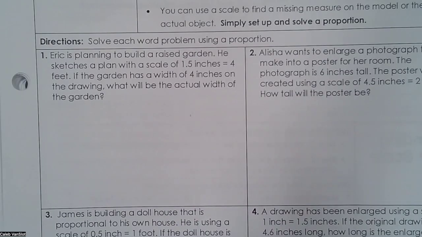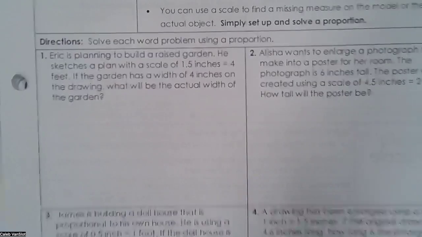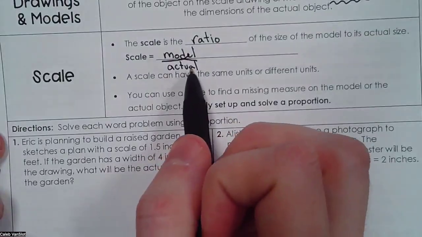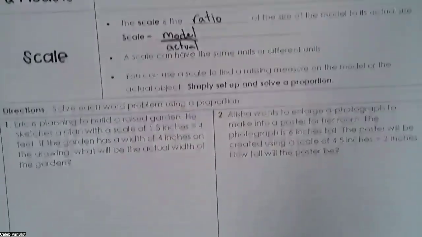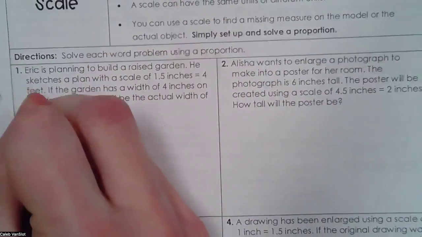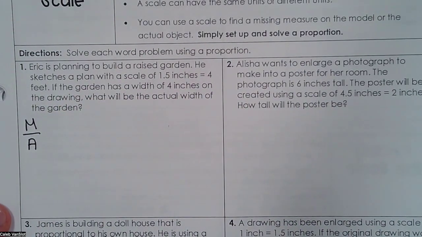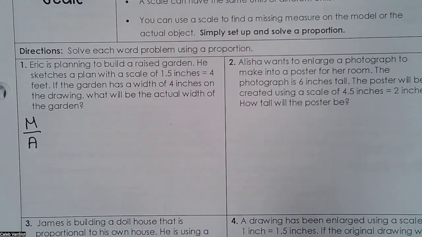Okay. Number one, Eric is planning to build a raised garden. He sketches a plan with a scale of 1.5 inches to 4 feet. If the garden has a width of 4 inches on the drawing, what would the actual width be of the garden? Okay. So we're going to be using keys just like we were in word problems yesterday. And again, our key for today is always going to be model over actual because we're talking about scale drawings. Okay. So we have model on top, actual on bottom, right? That's my key. Okay. I want to encourage you to write that down so that you don't mix up numbers or move them in the wrong spot.